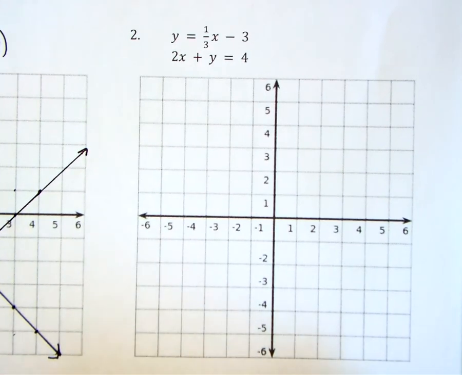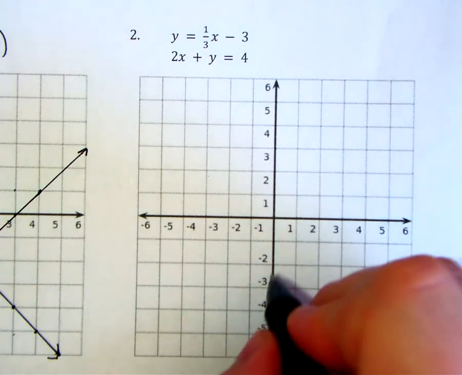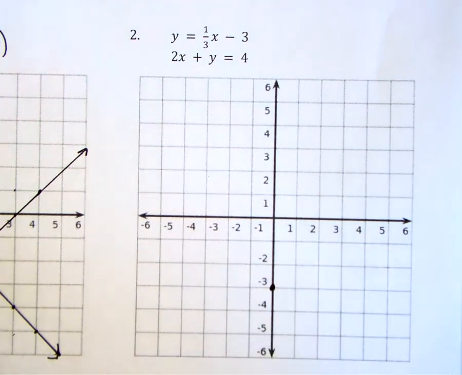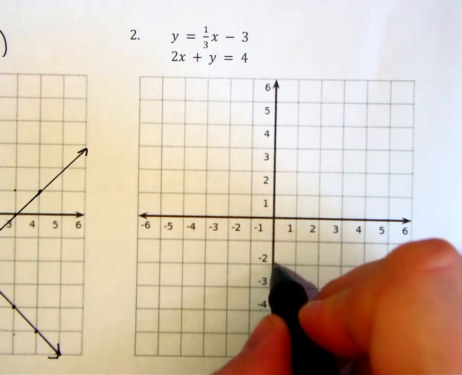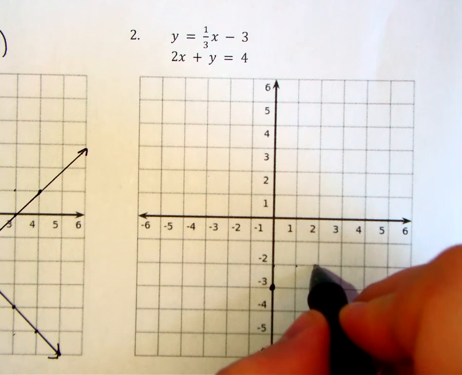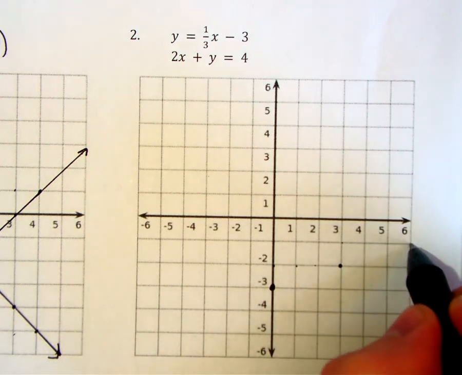Problem number 2. Remember that we discussed you want every equation to be in slope-intercept form. Now my first equation is in slope-intercept form, so we're going to go ahead and graph it. It's got an intercept again at negative 3 and a positive 1/3 slope. So my rise over run means that I'm rising 1 and running 1, 2, 3. I'm going to rise 1 more and run 1, 2, 3.